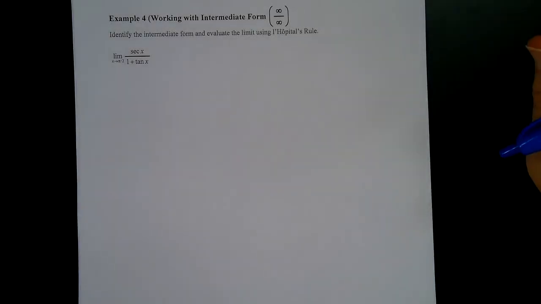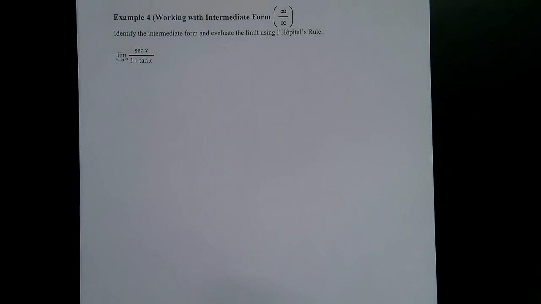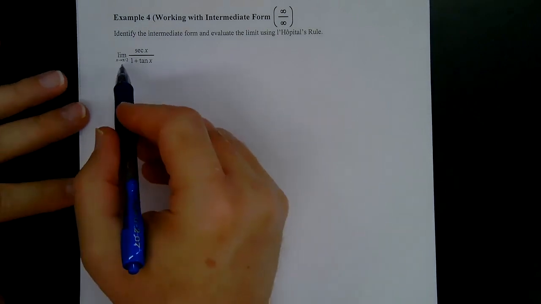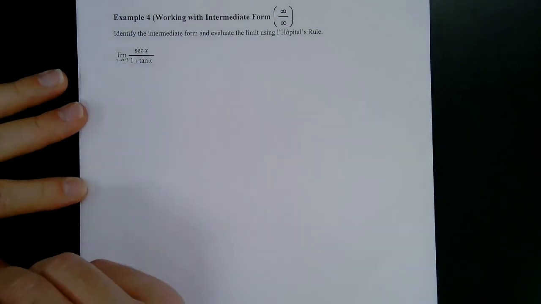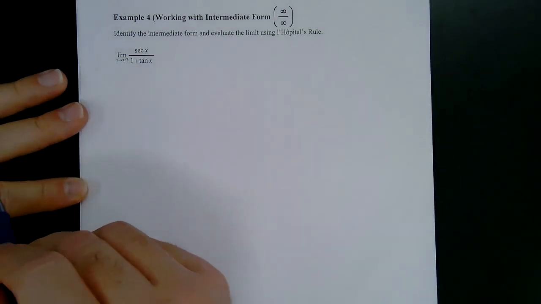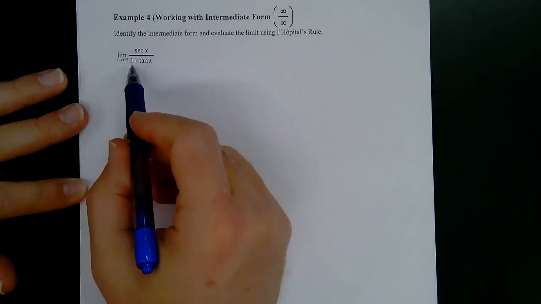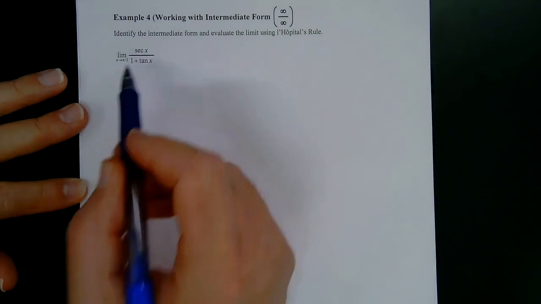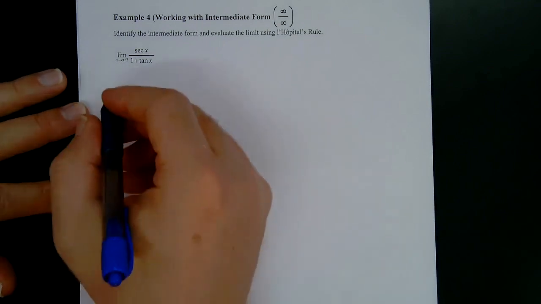So we can use L'Hopital's rule when we get 0 over 0, but we can also use L'Hopital's rule when we get infinity over infinity, okay? So the limit as x approaches pi over 2 of secant x, that's going to come out to be infinity or negative infinity, depending on what side of pi over 2 you're coming from. And then 1 plus tan of pi over 2, that's also going to approach infinity. So let me show you how this is going to work out, okay?